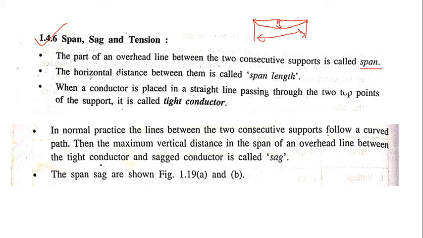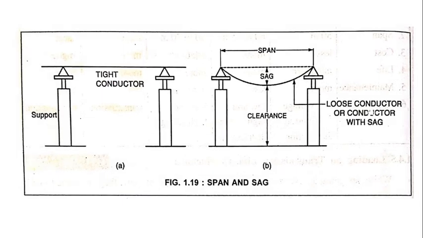This is called a sag. Let's see the figure and understand it. Over here, this is supporter 1 and this is supporter 2, and this is the tight conductor. From that tight conductor, this is the loose conductor which is sagging from those poles. This is called the sag, this is the ground clearance, and this is the span. We can easily understand the concept of span and sag with these figures.